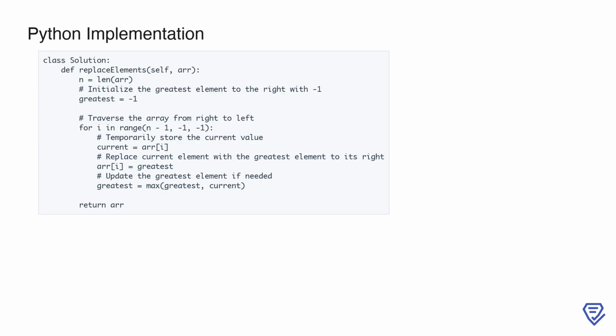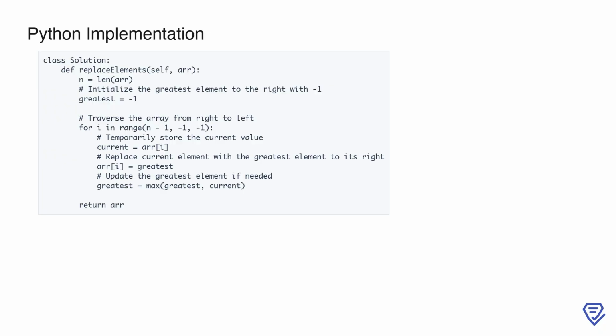Example walkthrough. Consider the input array arr equals 17, 18, 5, 4, 6, 1. Start with greatest equals -1. Traverse from right to left. Index 5, replace 1 with -1, update greatest to 1. Index 4, replace 6 with 1, update greatest to 6. Index 3, replace 4 with 6, greatest remains 6. Index 2, replace 5 with 6, greatest remains 6.